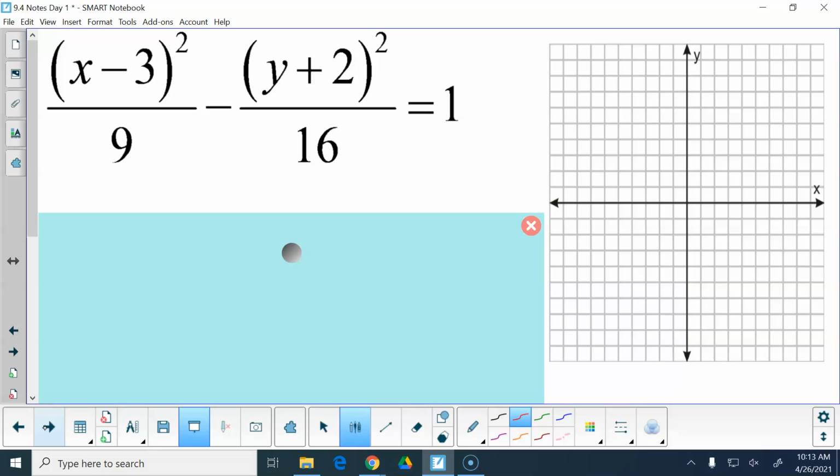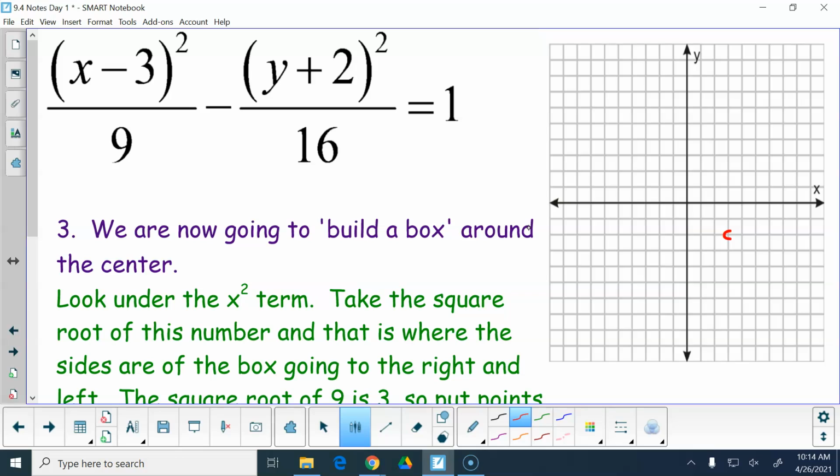So we can put that point, 3, negative 2, we can mark that with a C on our graph. Okay? Easy one so far. Step number 3, then, we are now going to be building a box around our center. And we are literally going to be building a rectangle box around our center. Okay? And we're going to put it in with dashed lines when we do.